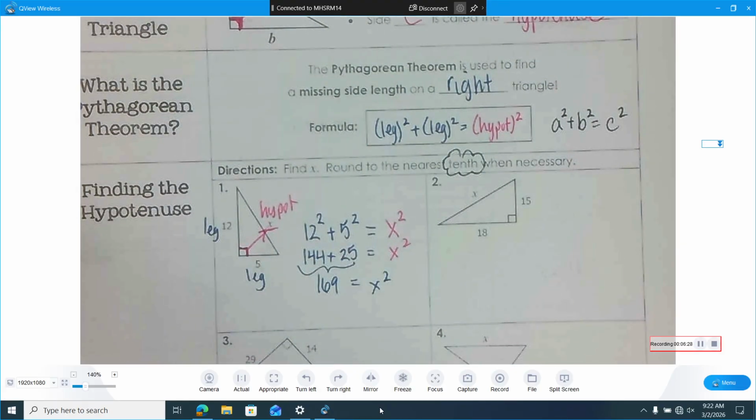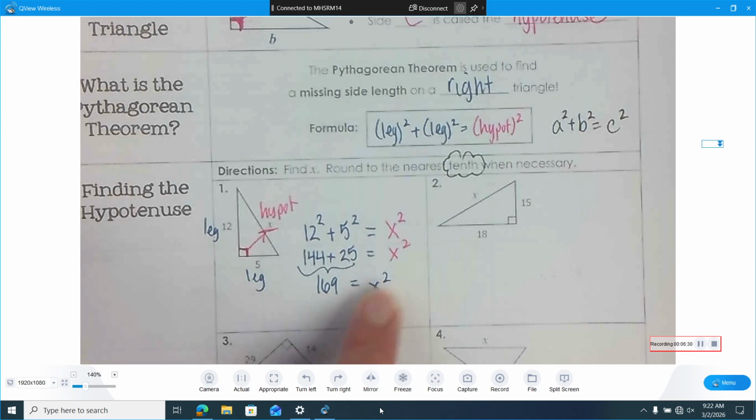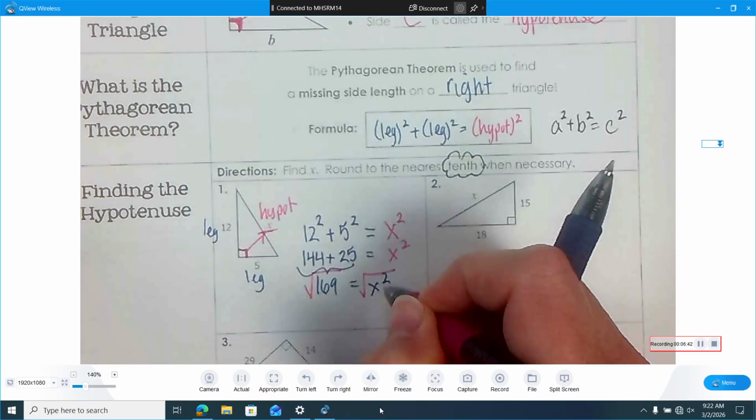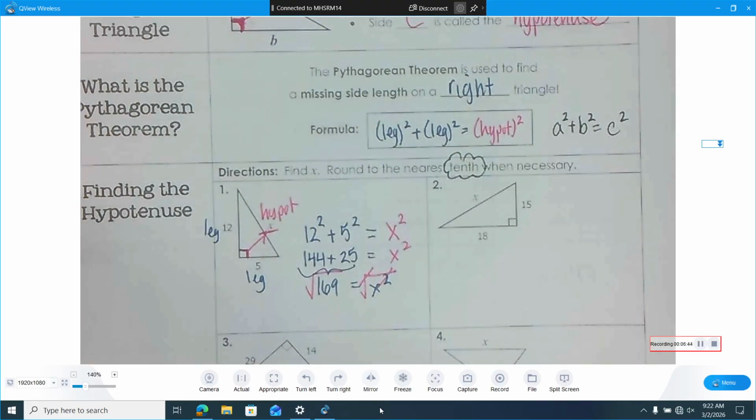And then I need to figure out what x is all by itself. How do I get rid of a square? This was a long time ago we did this. Root it. Very good. Square root. We're going to cancel out a square, we square root both sides. Square and square root cancel each other out.